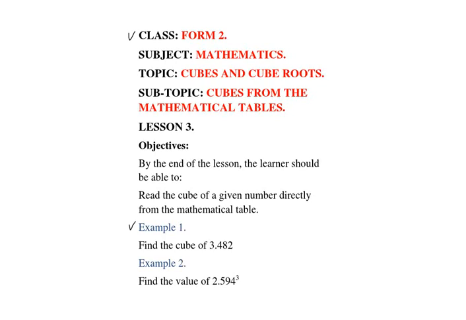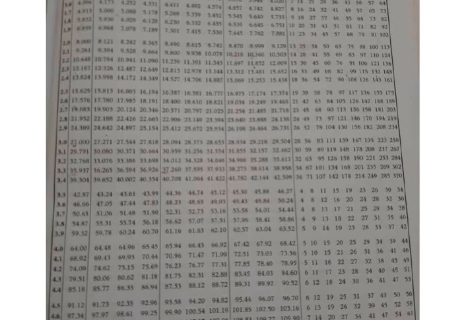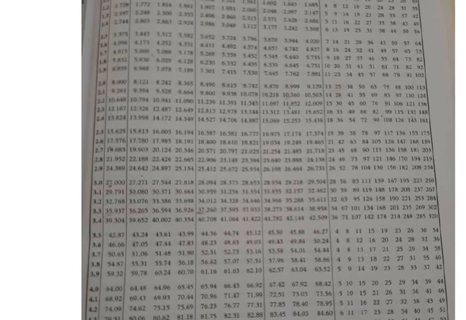In example 1, we are told to find the cube of 3.482. So we are looking for the value of 3.482 cubed, and we are going to read these from the maths table. I have a copy here.